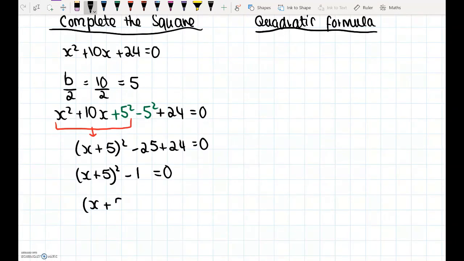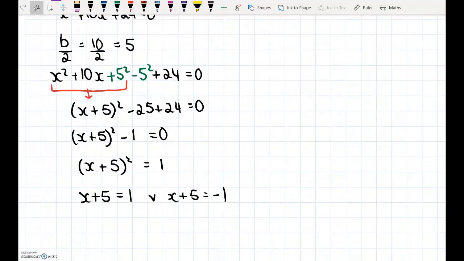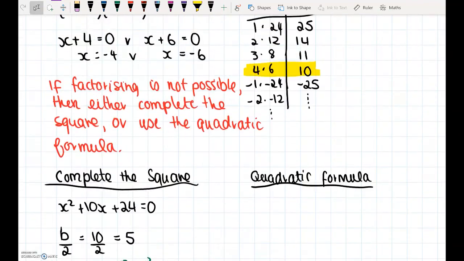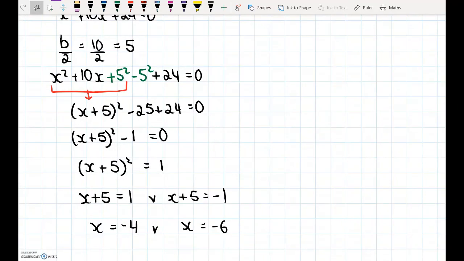So we have x plus 5 squared is equal to 1. If we move the 1 to the other side, you take the square root of both sides. So we get x plus 5 equals 1, or x plus 5 equals negative 1. So therefore we are going to get x is equal to minus 4, or x is equal to minus 6. And that's the same answer we got back up here when we just factorized. Okay, but you can see it was a much longer process.